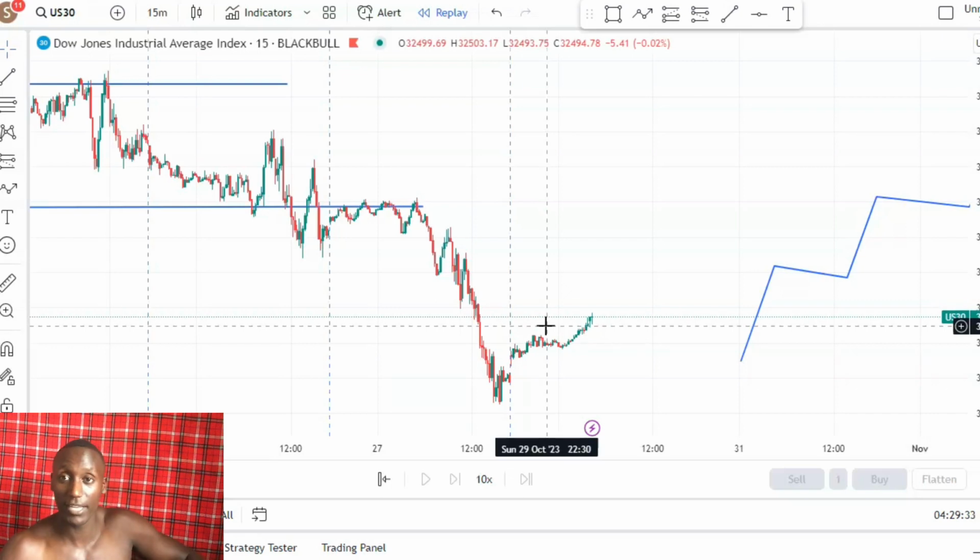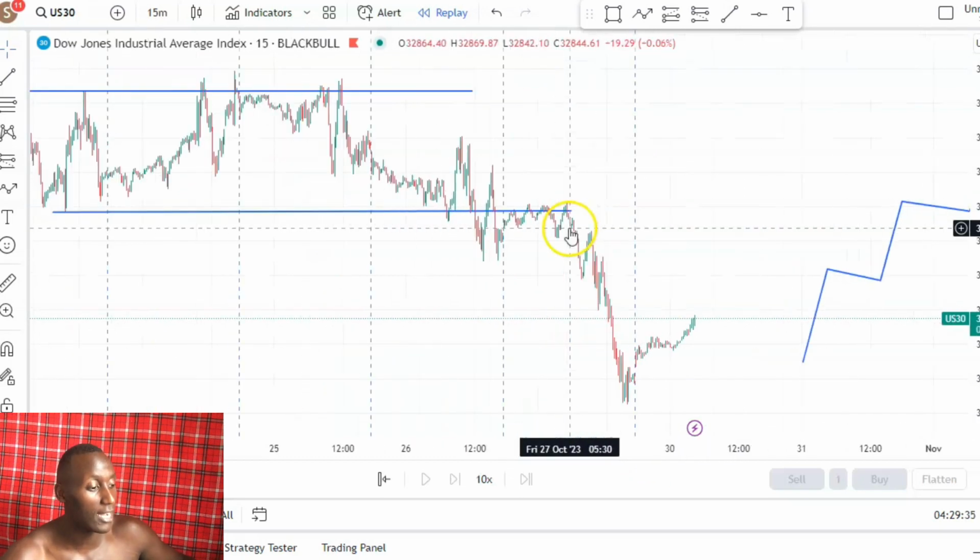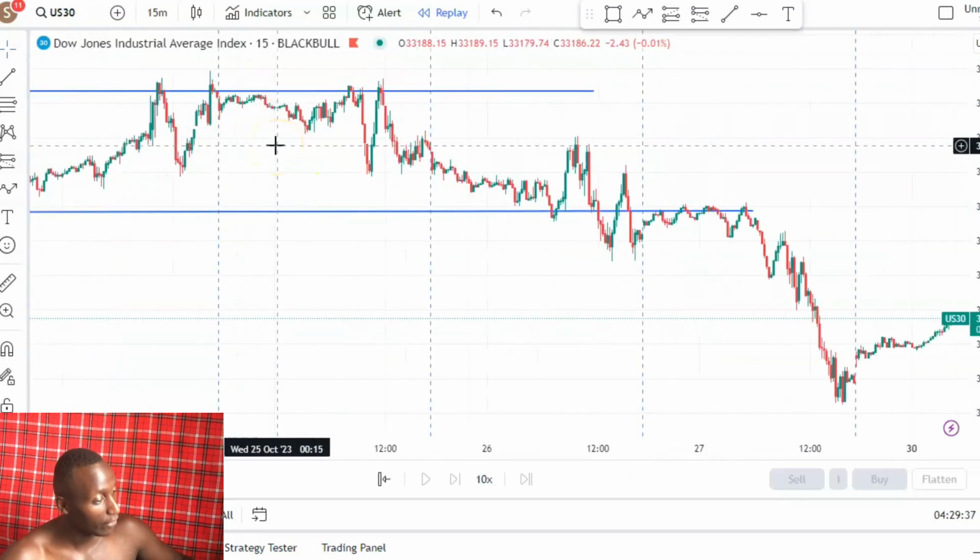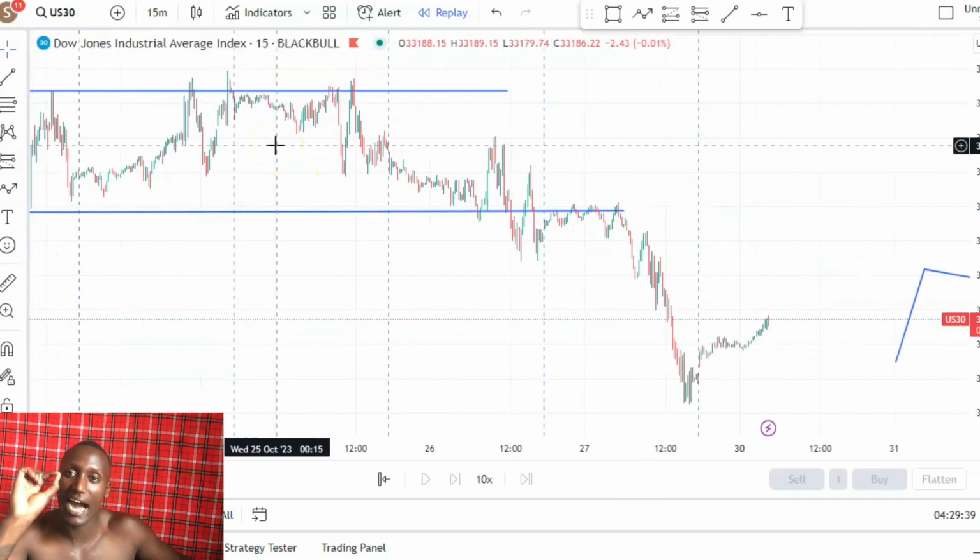It is amazing how when you understand how to spot a failed breakout at the high of the week or the low of the week, it can give you a bias for the whole week.